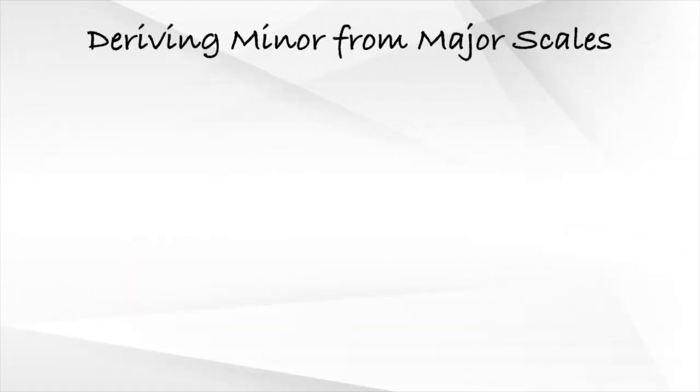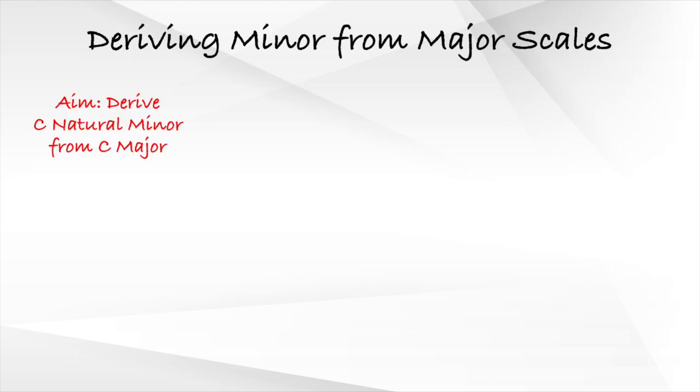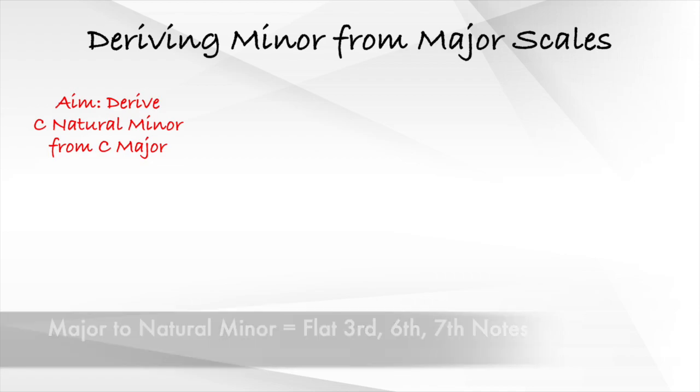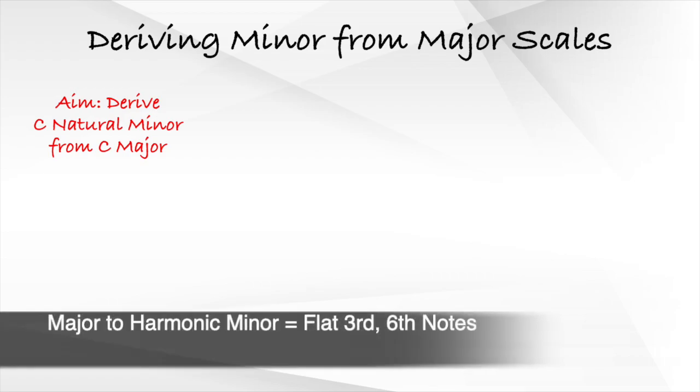The last concept I want to cover in this video would be deriving minor scales from major scales and vice versa. For instance, let's say we need to figure out the notes inside the C natural minor scale, but we are only familiar with the C major scale, and don't wish to count semitones from the start. To get a natural minor scale from a major scale, we simply need to flat the 3rd, 6th, and 7th notes of the major scale. And to get a harmonic minor scale, we simply need to flat just the third and sixth notes.